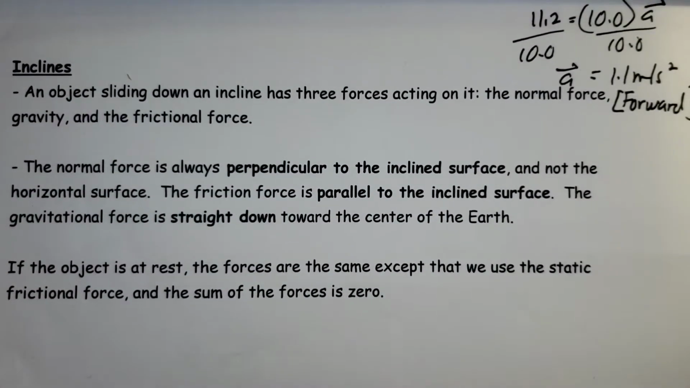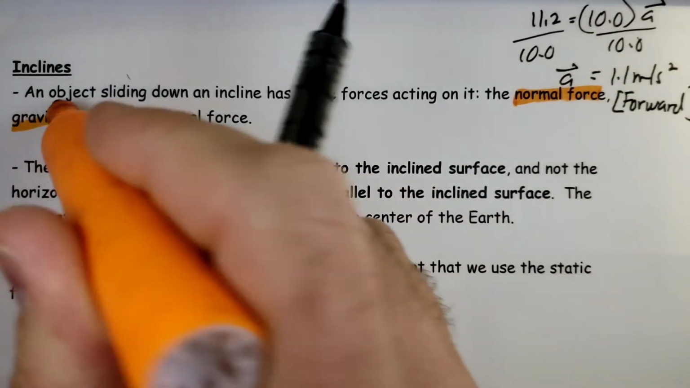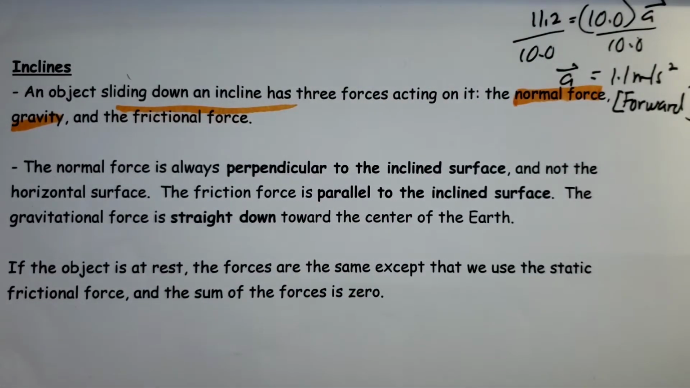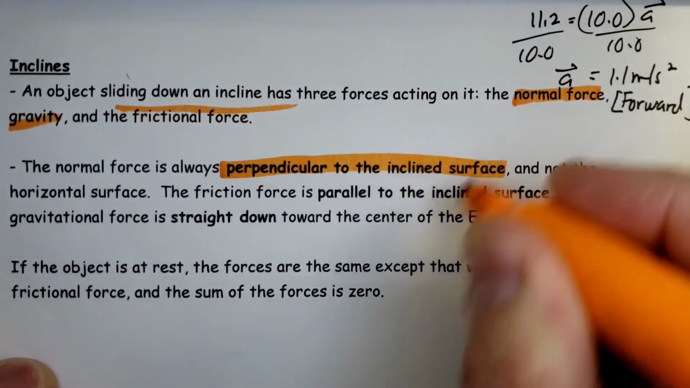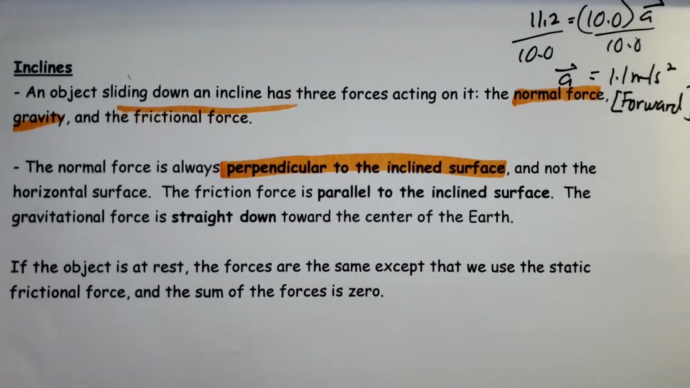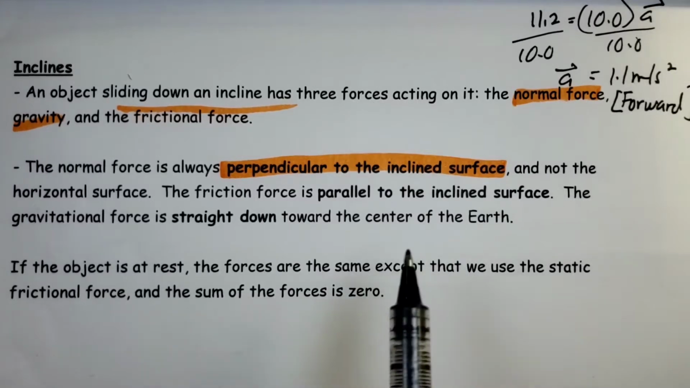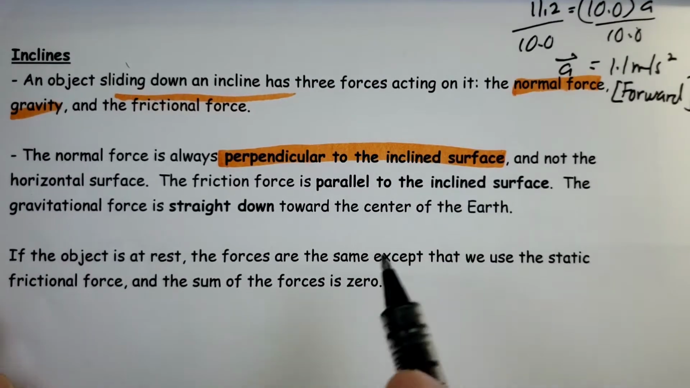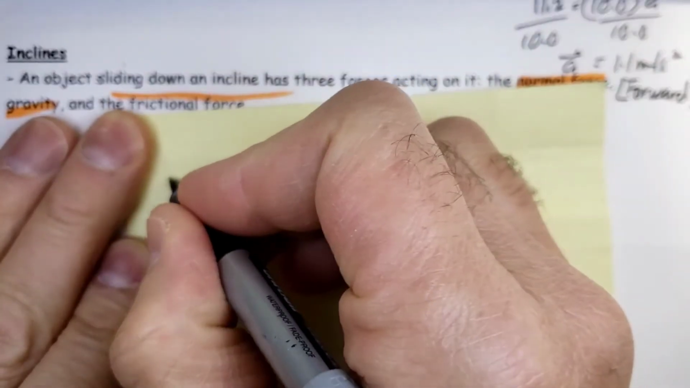An object sliding down an incline has three forces acting on it: a normal force, gravity, and a friction force. The normal force, key thing to note, is always perpendicular to the surface. Usually we talk about it as being equal and opposite to Fg, unless we're pulling something at an angle, but it's a little different with an inclined surface.